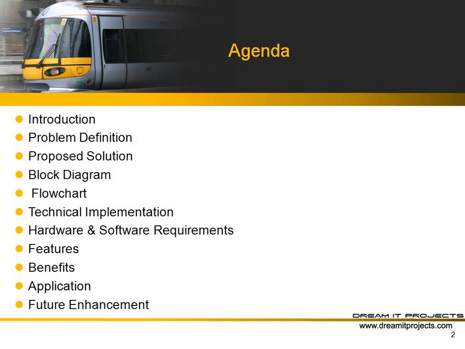Then we have a block diagram, that is basically the architecture diagram of the project. It gives you the entire view of how this project will be implemented. Then we have a flow chart, the sequential flow of what the user will be doing and how it will be handled. Then the technical implementation, how it will be implemented technically.